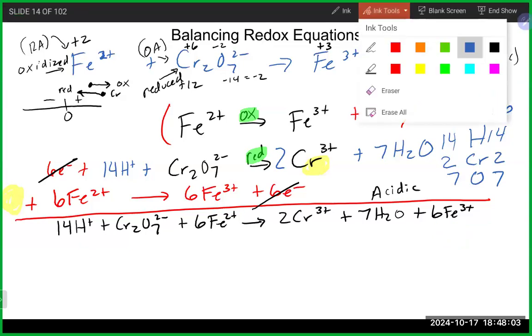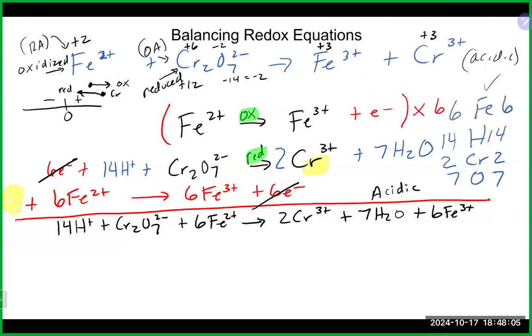When it is basic time, we are going to add OH minus to both sides. How much OH minus, you might be asking? The OH minus will be equal to the number of H pluses that you had.